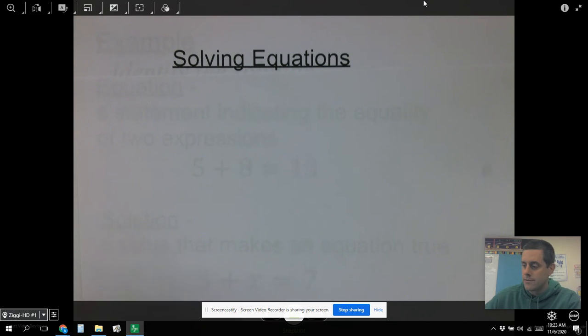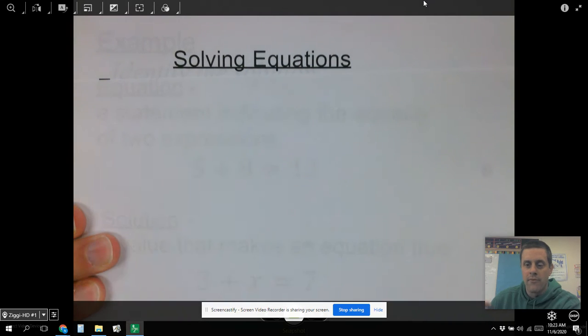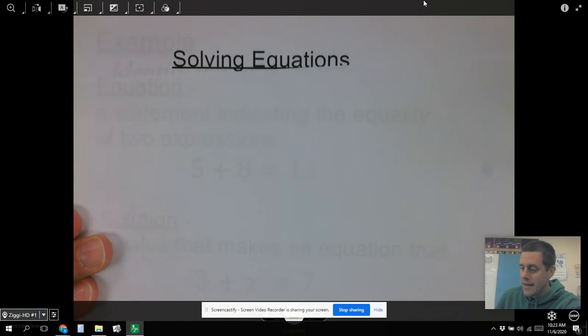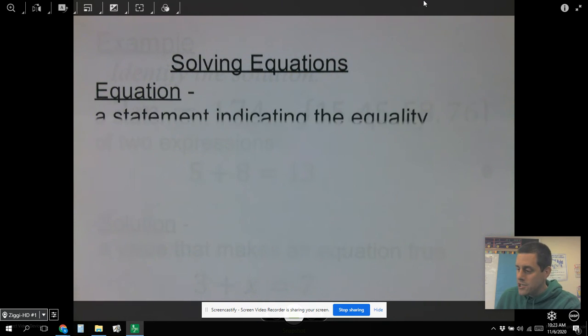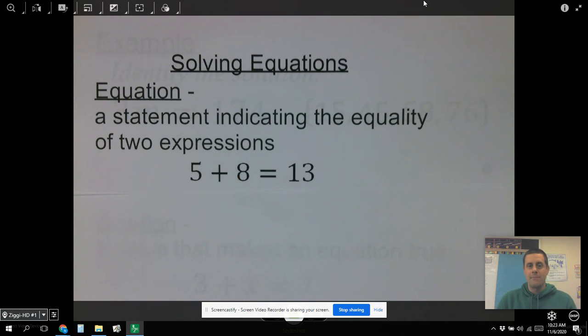Today we're going to talk about solving equations. But before we start actually solving the equations, let's discuss what an equation is. So if you have a notebook, dig it out. This will be a great definition for you to record so you can look it up later if you need to. So an equation is any statement indicating the equality of two expressions.